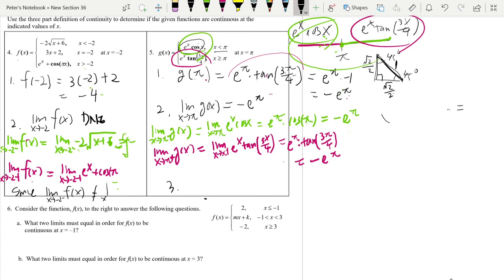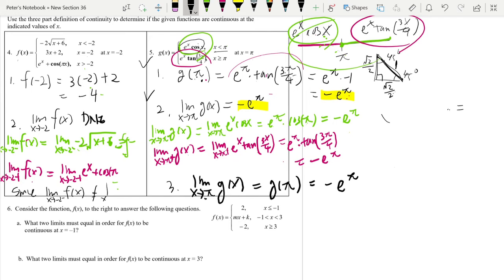Number 3, so first one checks out, second one checks out, right? Limit does exist, and then it's defined. And I jumped to the conclusion already because I got too excited. But you see that they're actually equal to each other. So that means our third condition, the limit of g of x as x approaches pi, actually is equal to g of pi, because both of them are equal to negative e to the pi, right?